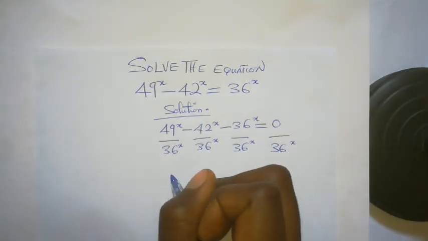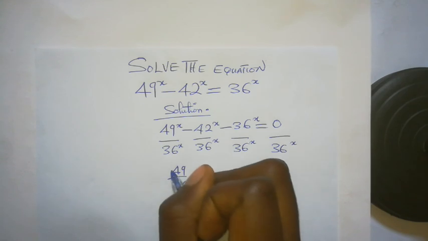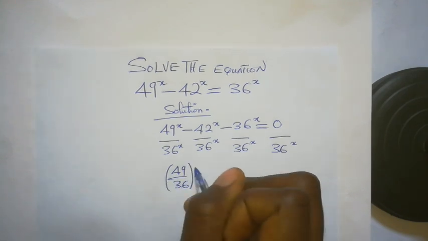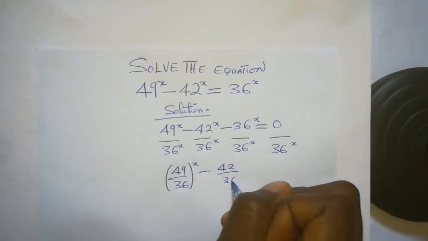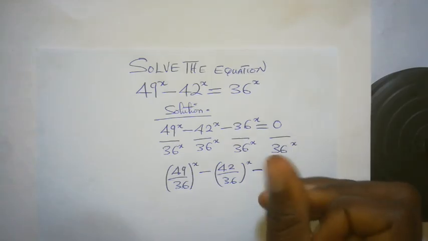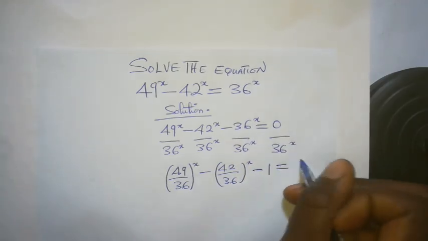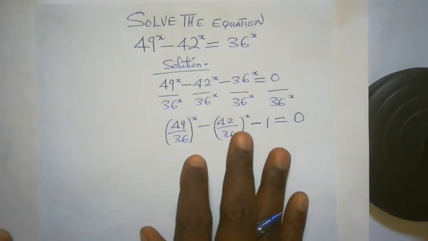So here we are going to be left with what? 49 all over 36, all to the power of x, minus 42 all over 36, everything to the power of x. Here it becomes 1, this will cancel, and here we have 0.